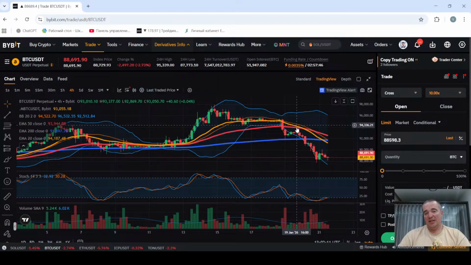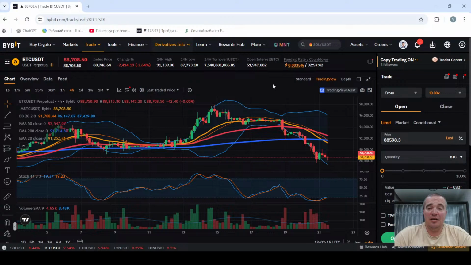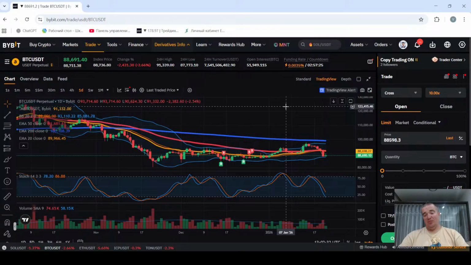So how does it look today? Let's review it from the 4 hour time frame and the 1 day time frame. Let's start from the more senior one, which is 1 day. First of all, maybe I can tell you about the indicators I'm using.